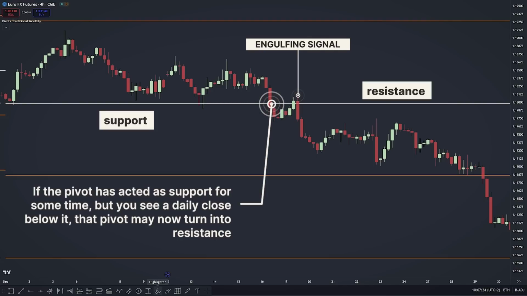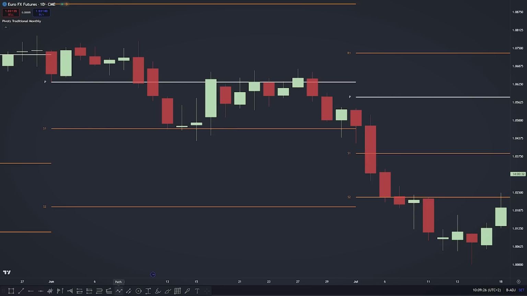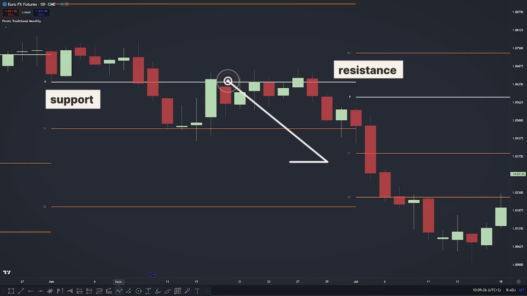Even on a 4-hour chart, you can look for a clear wick or an engulfing candle. That evidence helps you avoid false breaks. If price blasts through a monthly pivot that had held for several days, that can mean a change in direction.